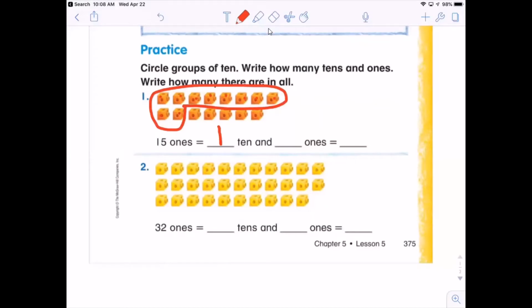Okay, now I count how many ones. Okay. 1, 2, 3, 4, 5. How many ones do I have? 5. 15.